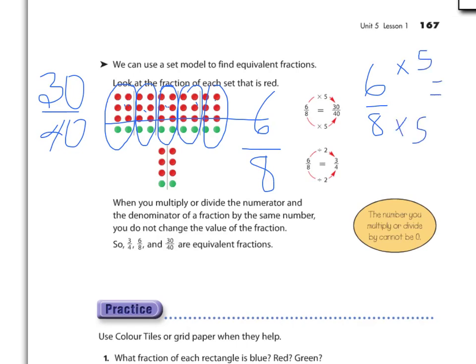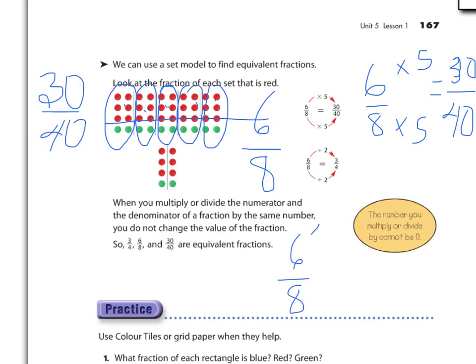Well, 6 times 5 is 30, that stays my top number, and 8 times 5 is 40, and that becomes my bottom number. So 30/40ths is an equivalent fraction. I could multiply it by another number too if I wanted to. I could go 6/8ths.